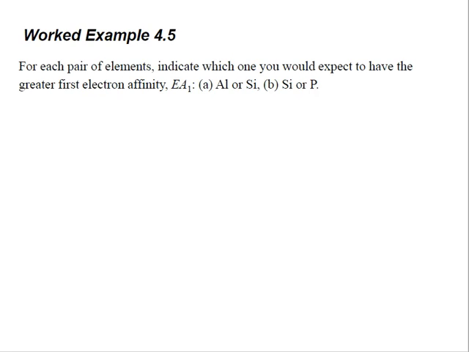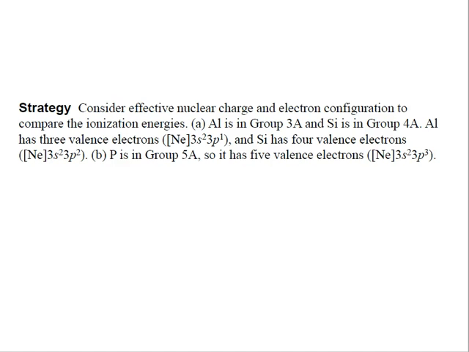For the fifth example, it says for each pair of elements, indicate which one you would expect to have the greater first electron affinity. Electron affinity is the opposite of ionization energy. This is being able to put in electrons. Part A, comparing aluminum and silicon, and part B, silicon to phosphorus. Our strategy here, once again, consider the effective nuclear charge and the electron configuration to compare these.